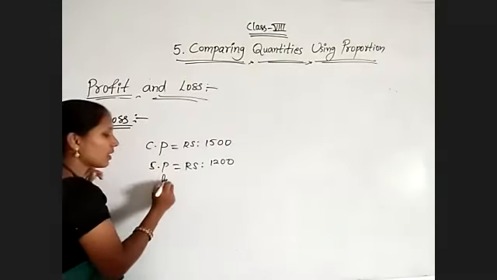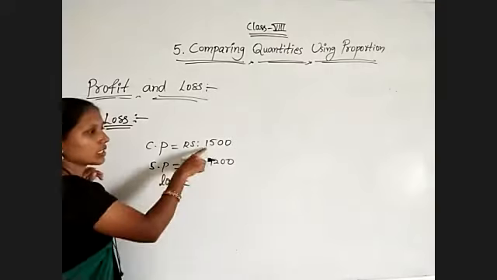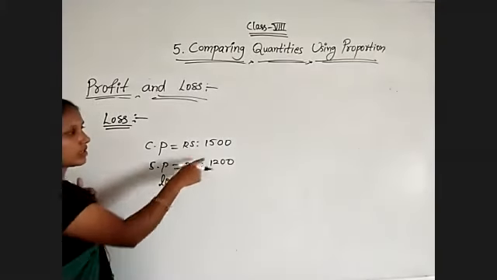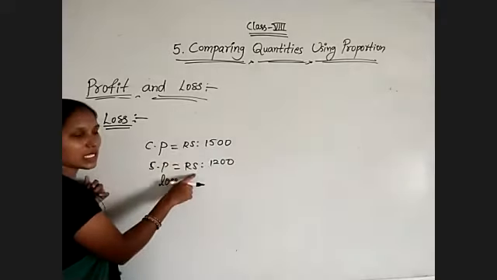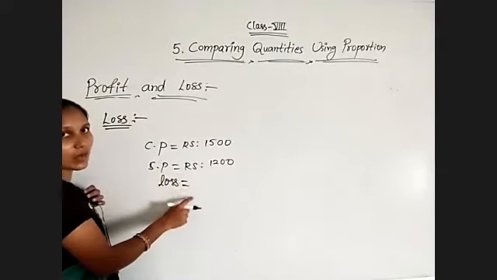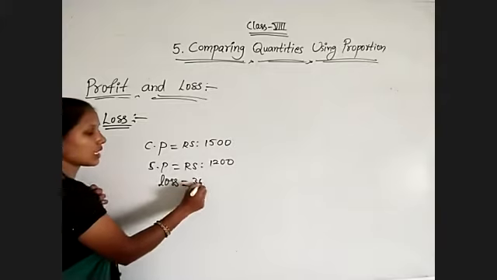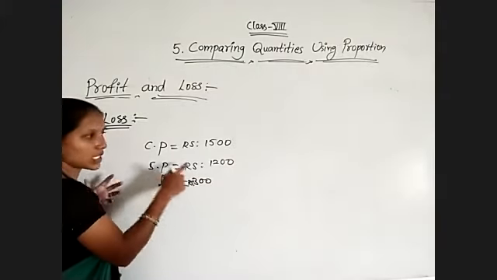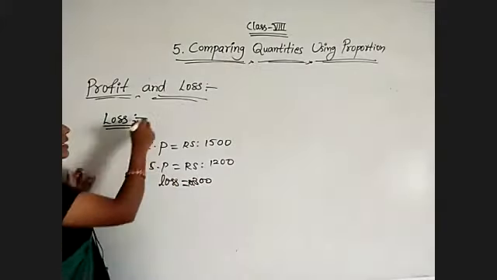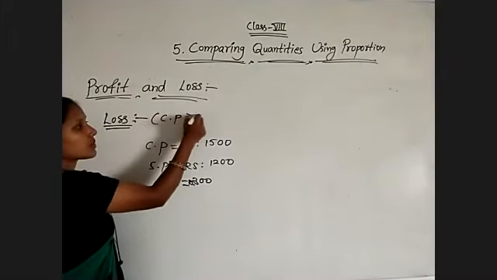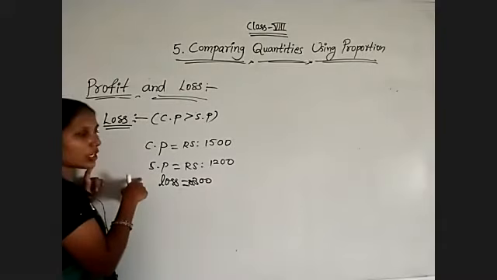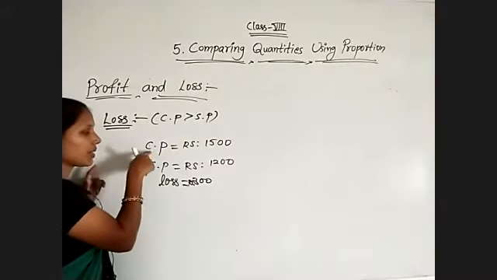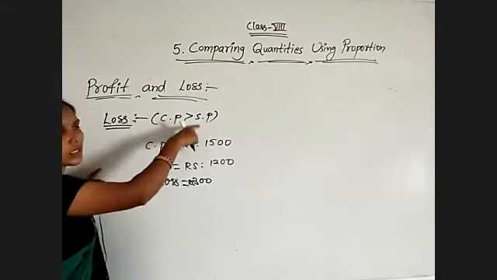How will that loss be calculated? How much loss did we get? Means how much less amount did I get? 300 rupees, yes or no? That we get by CP minus SP: 1500 minus 1200 is equal to 300. That is 300 rupees of loss I got in this case. So whenever CP is more than SP, we will get a loss, and that loss value we get by CP minus SP, greater value minus smaller value.